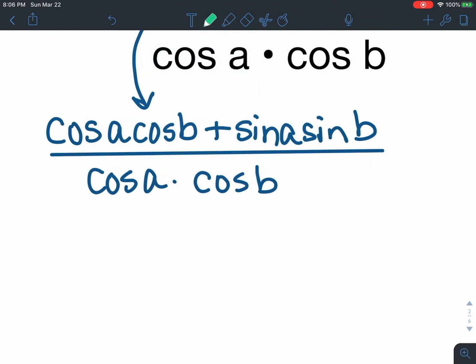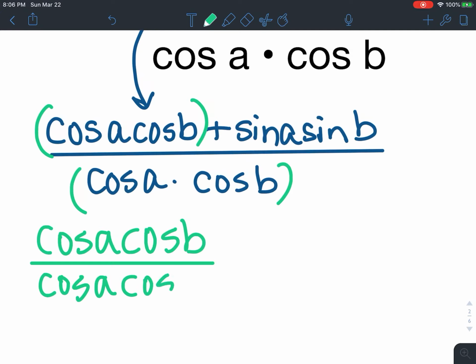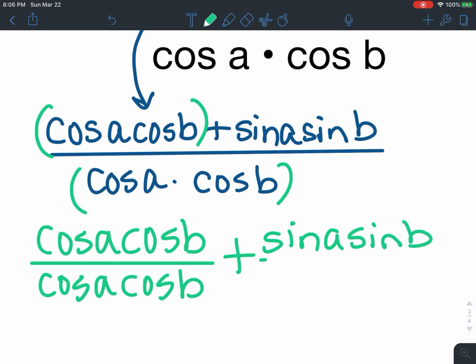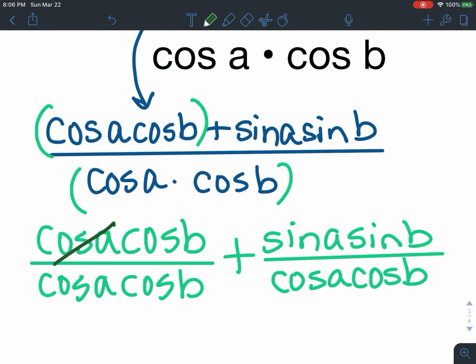So let's attack this the same way. We'll split this up into two fractions. That's cosine A cosine B over cosine A cosine B. I'll bet you can see what's going to happen there. Plus sine A sine B over cosine A cosine B.